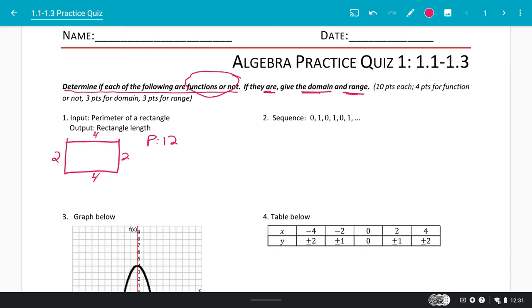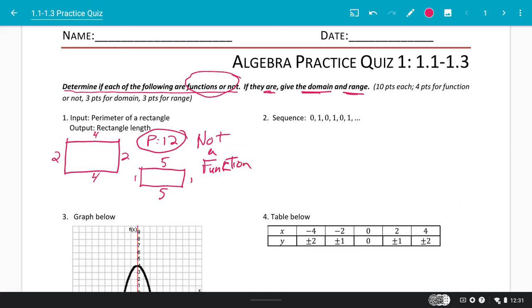Output is rectangle length. So in other words, every perimeter that is 12 would have to have a length of 4. Well, I could also draw one that's 5, 5, 1, 1. That has a perimeter of 12, but has a different length. So there's more than one output there. So this is not a function. Since it's not a function, I don't have to worry about my domain and range.